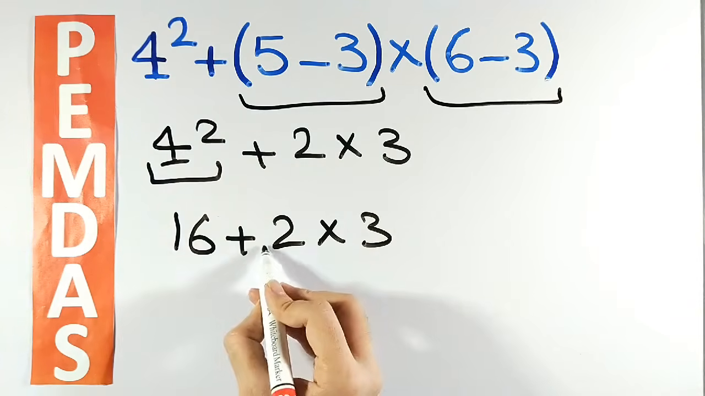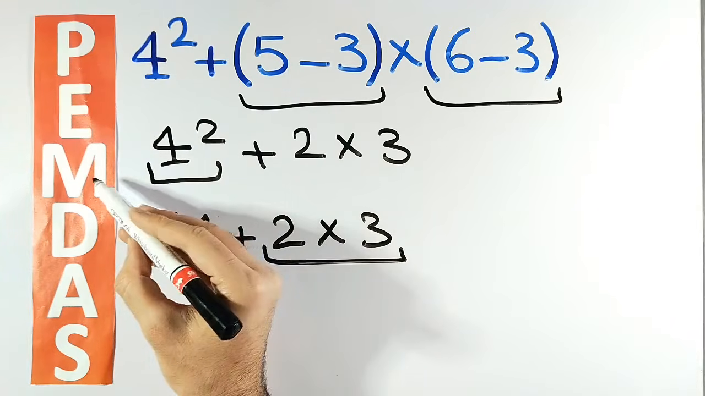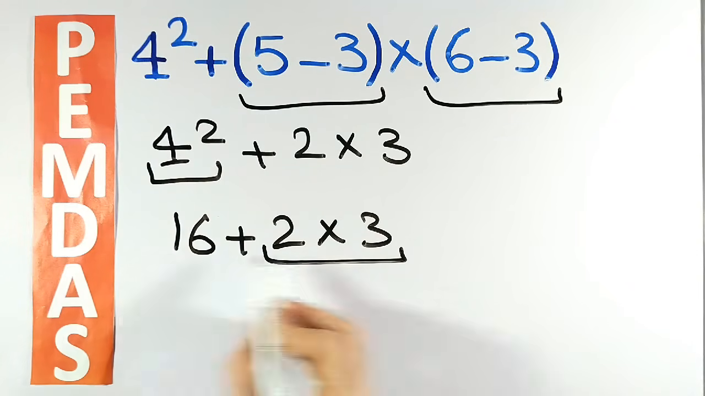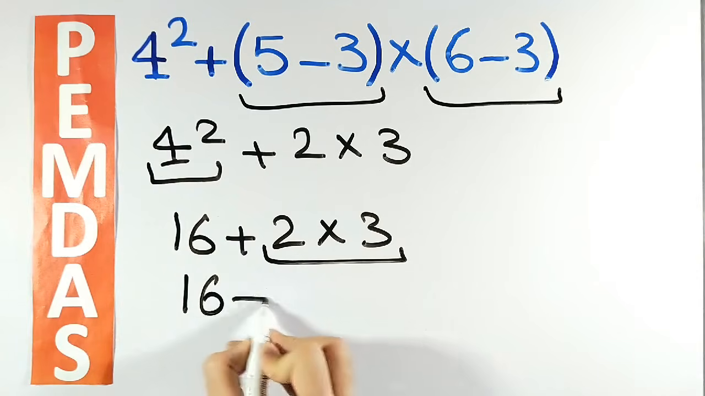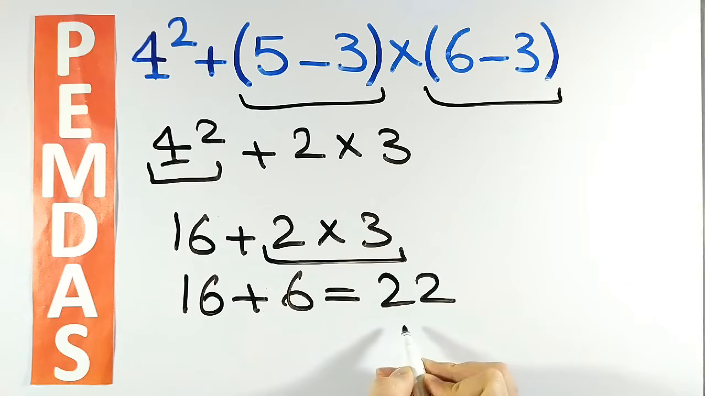In the final step, we go for the multiplication between 2 and 3 because multiplication has a higher priority than addition. So, we rewrite this expression as 16 plus 6, which finally gives us the answer 22.